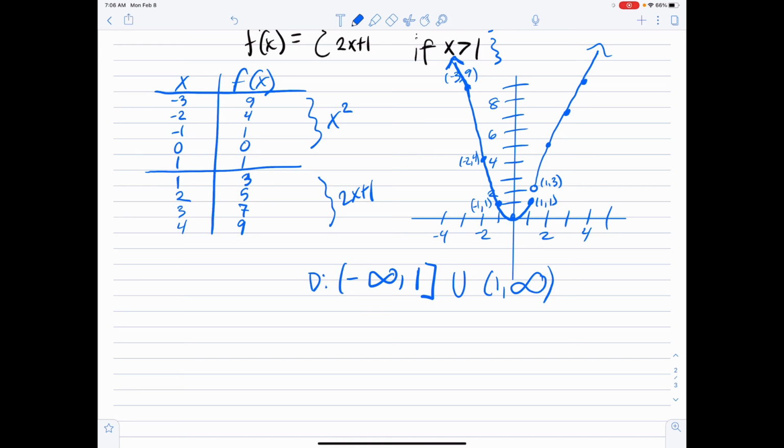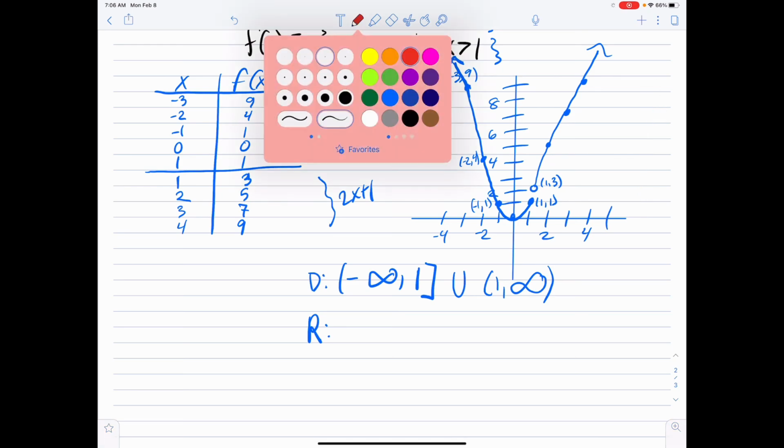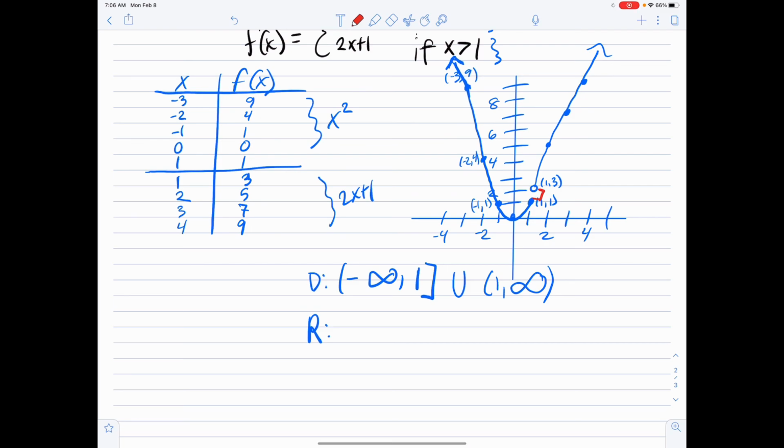And our range is any value between 0 and infinity. Because even though there's a gap right here, let me show you, even though there's a gap right here, there is a y value over here in that gap. So it's actually not excluded. So 0 to infinity. I'm sorry, it includes 0.